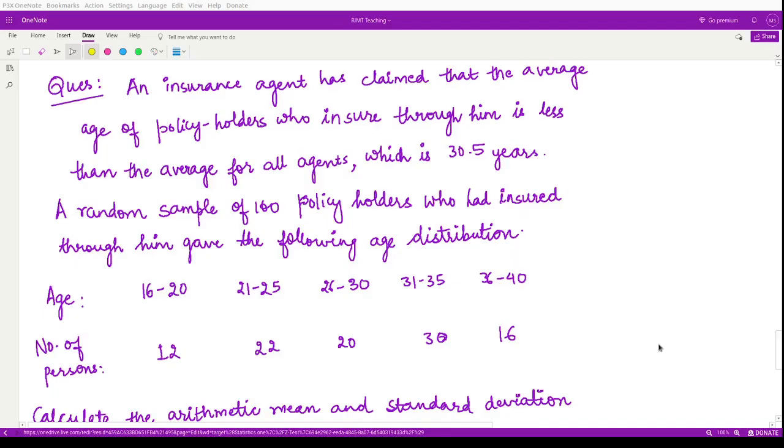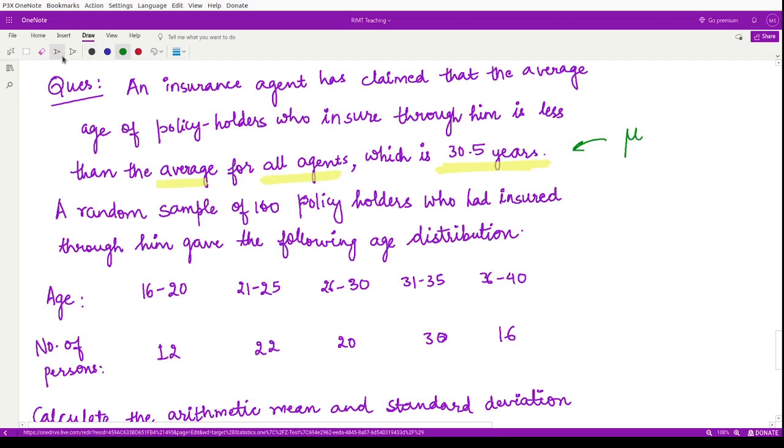So the next example here is that of an insurance agent. It says that an insurance agent has claimed that the average age of policy holders who insure through him is less than the average for all agents, which is 30.5 years. So what is this 30.5 years? According to this, it is the average. For whom? For all the agents. So that means this would be the average for the population. So this would be the mu in this case.